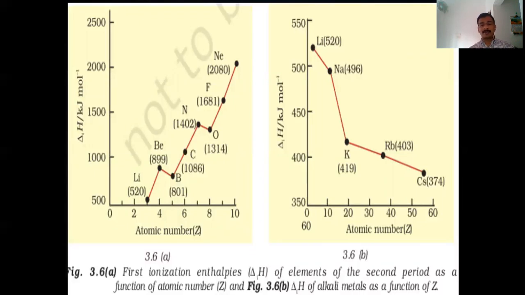The graphs, we can see the graphs again. Already we discussed the first one, and now the second one. Here ionization enthalpies are plotted against atomic number, but here the elements are lithium, sodium, potassium, rubidium, cesium. All belong to the alkali group or first group. So as we move down the group, what is happening to ionization enthalpy? Ionization enthalpy is decreasing as we move down the group. But ionization enthalpy increases as we move from left to right in a period. Here ionization enthalpy decreases down the group.